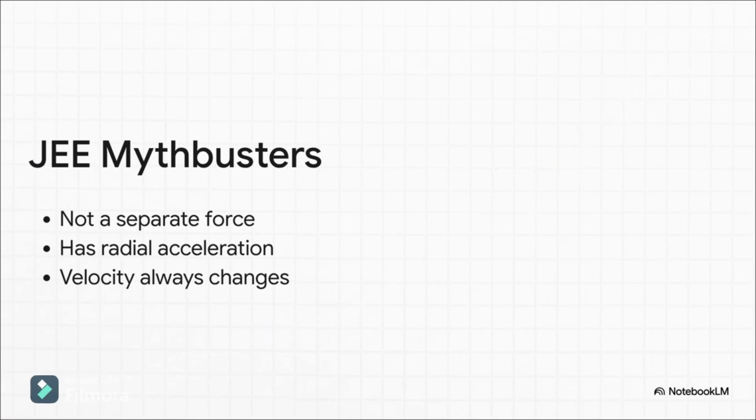Trap 1, drawing centripetal force as a brand new arrow on your free body diagram. Seriously, don't do it. Trap 2, thinking uniform motion has 0 acceleration. It absolutely has radial acceleration. Trap 3, calling velocity constant in a circle. The speed might be constant, yeah, but the vector is continuously rotating. And trap 4, using centrifugal force from the ground's perspective. Centrifugal force is a pseudo-force. It does not exist when you're observing from an inertial, non-accelerating frame.